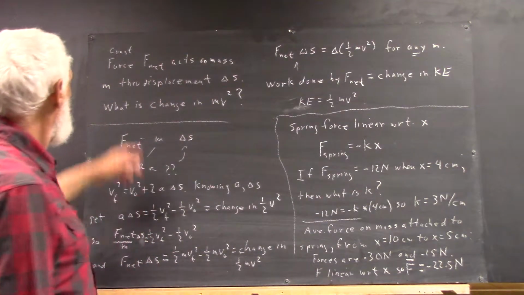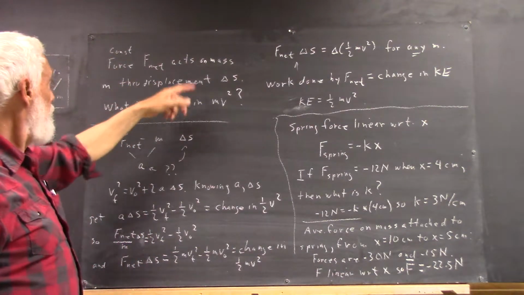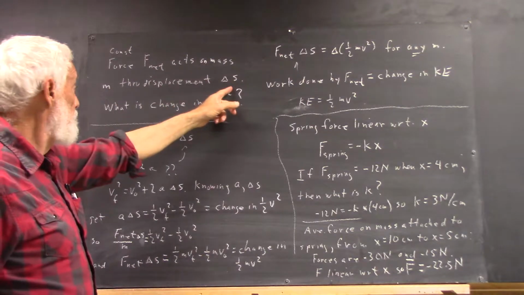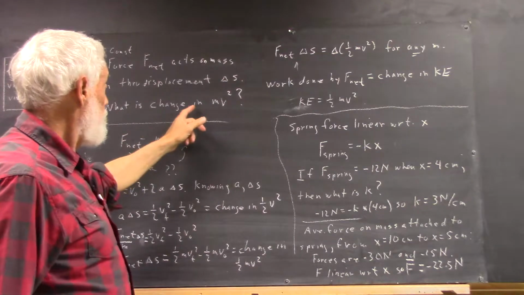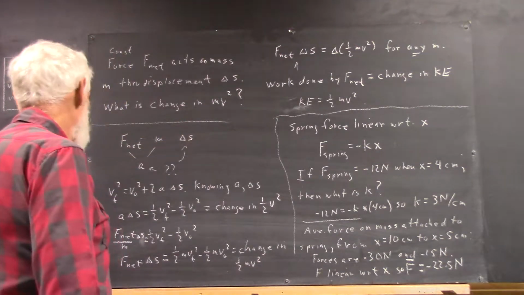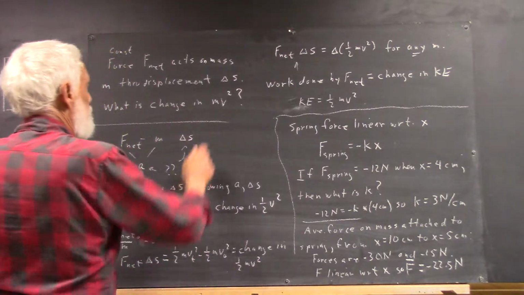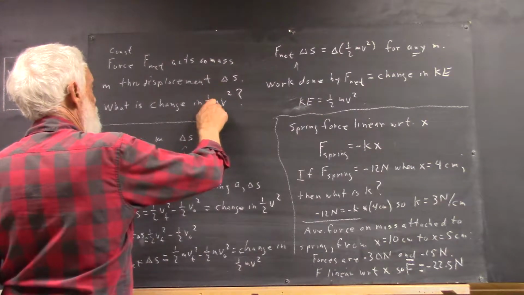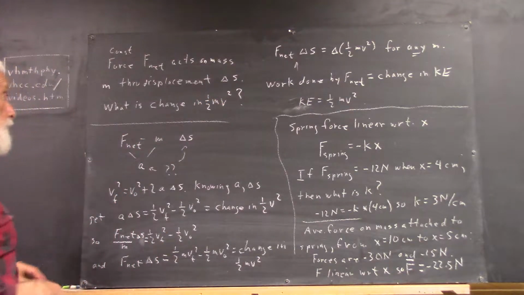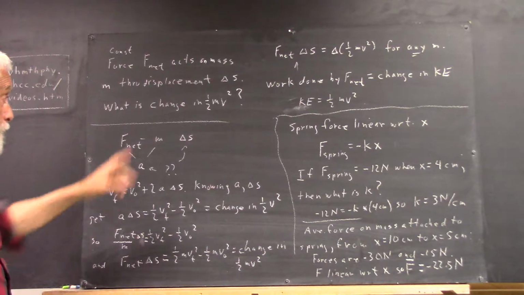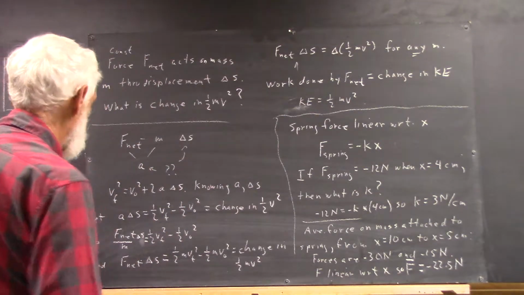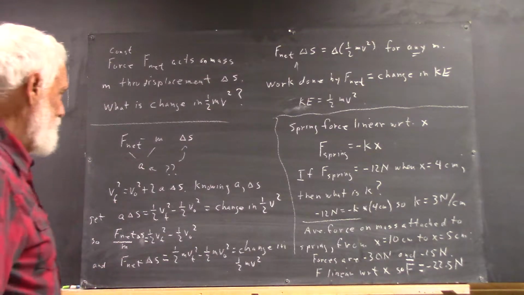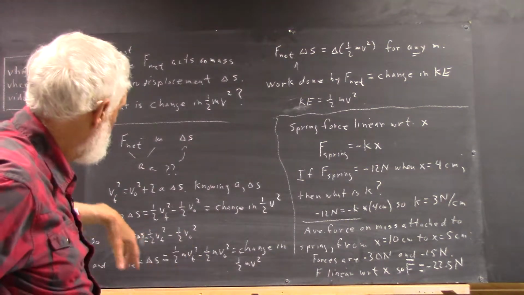So if a constant force Fnet acts on a mass m through displacement delta s, we can determine the change in the quantity mv squared. And so if we find the change in mv squared, we can find the change in 1/2 mv squared, okay? Maybe I wanted to state it this way. Either way, it's very similar. You use exactly the same reasoning.